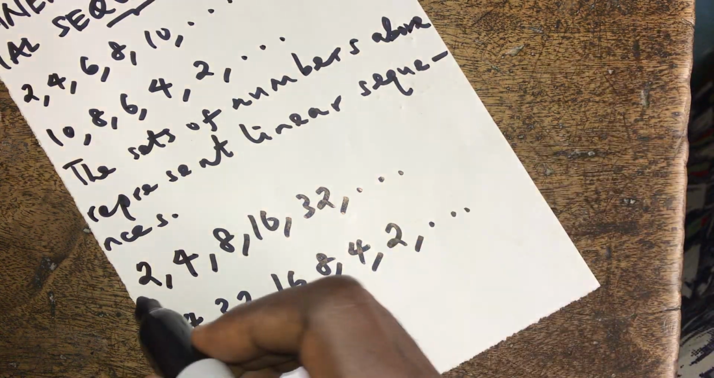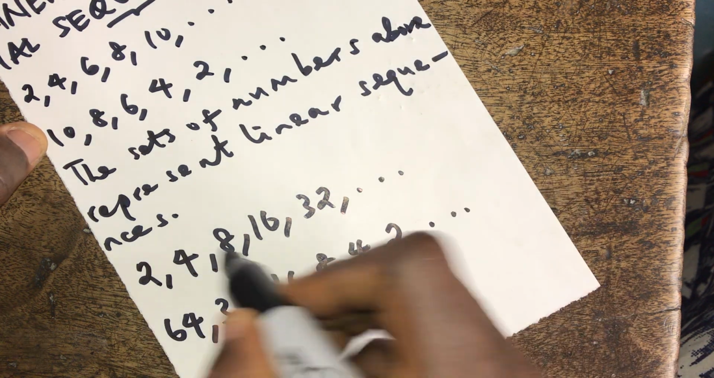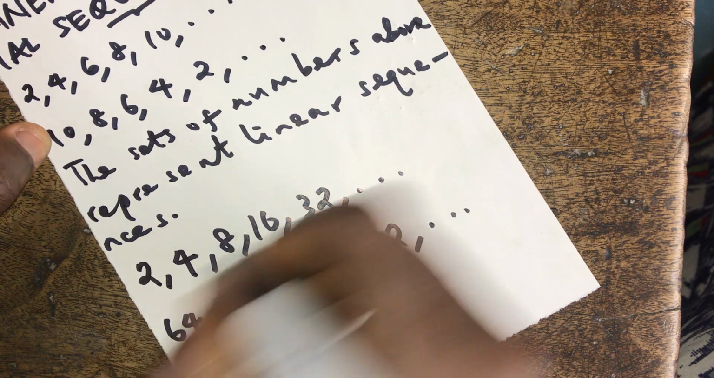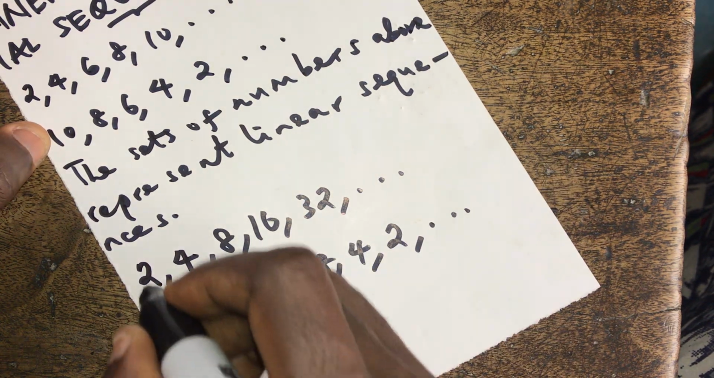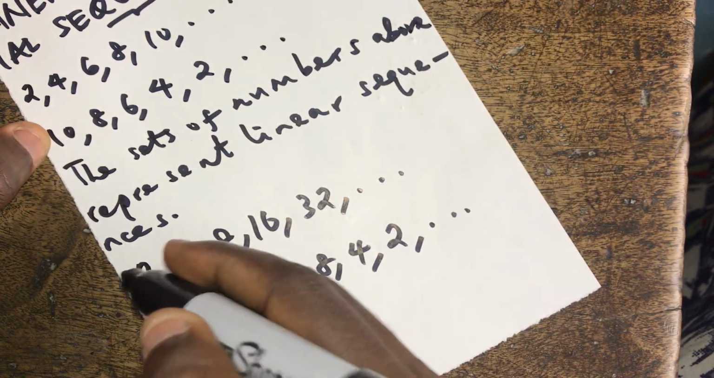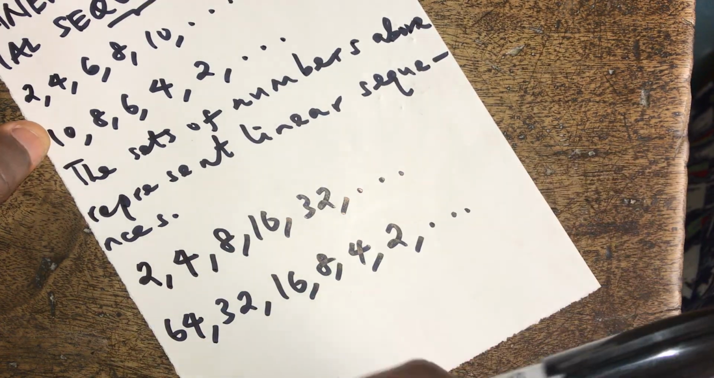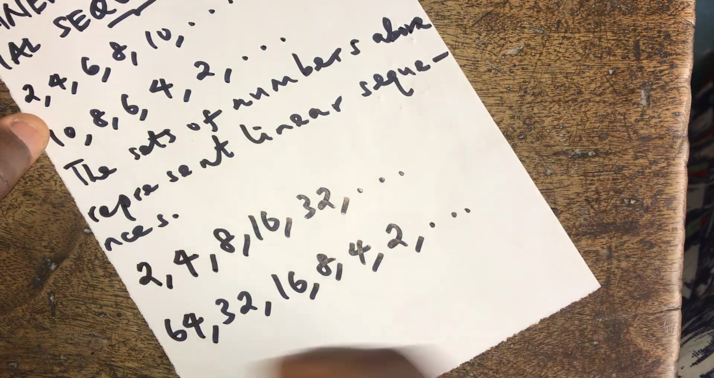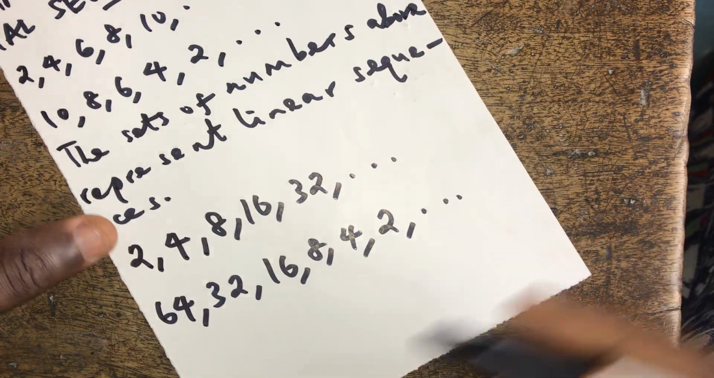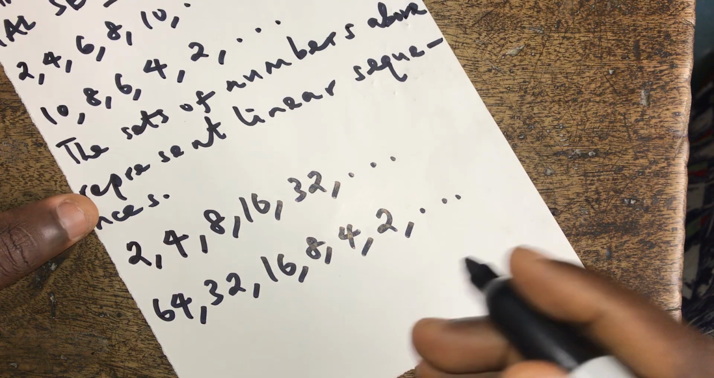So whenever you notice that in a set of numbers, each number besides the first is obtained by multiplying or dividing the number immediately preceding it by a constant number, then such an arrangement is called an exponential sequence or a geometrical progression.